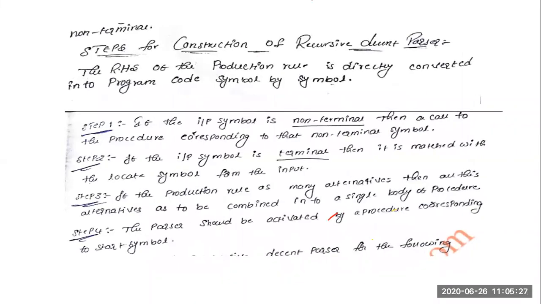We will see that completely. What is the procedure for constructing a recursive descent parser? The steps for a recursive descent parser are like this. Step one. What is step one?